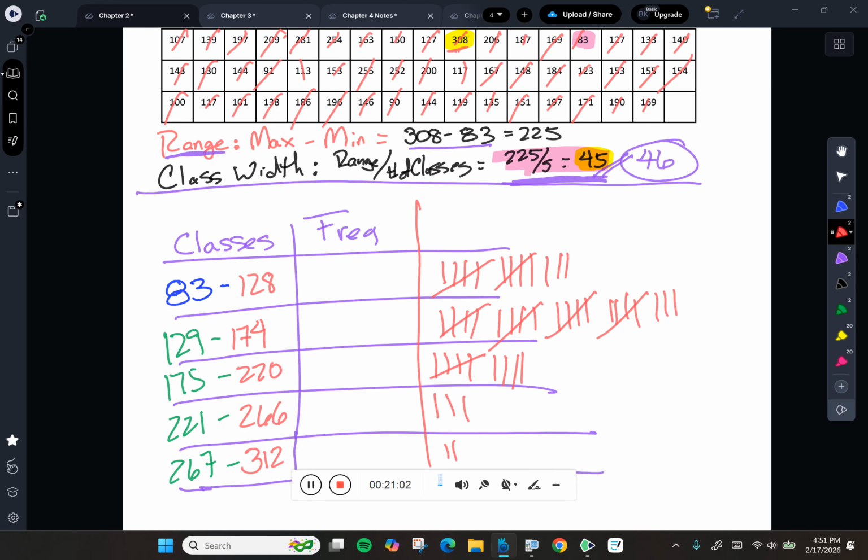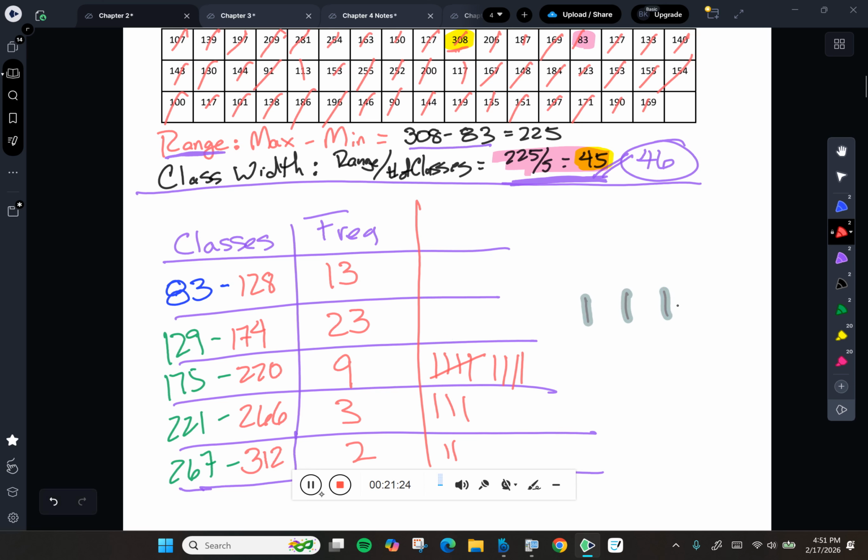Okay, so I went through and tallied everything up. It looks like there are 13 here, 5, 10, 15, 20, 23 here, 9 here, 3 here, and 2 there. Right. Now that I'm done with these tallies, I don't need them anymore, so I'm going to get rid of them. Okay, now my job is to look at this frequency distribution and talk about how amazing it is.